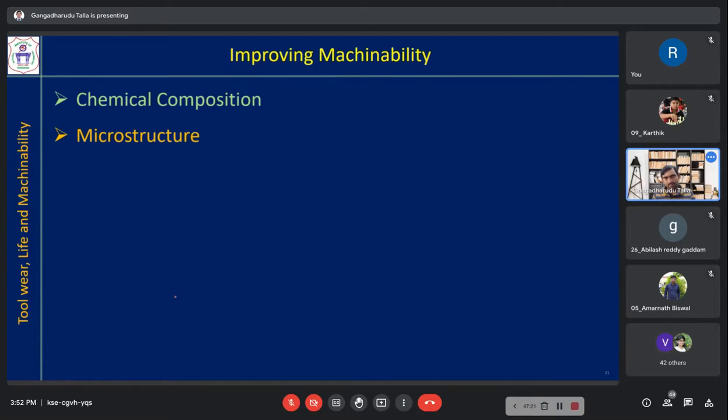Microstructure. The microstructure of both workpiece and tool will impact the machinability. If a very fine microstructure is there for the cutting tool, then obviously its wear will be less, and vice versa. Fine microstructure for either workpiece or tool will give you good machinability.